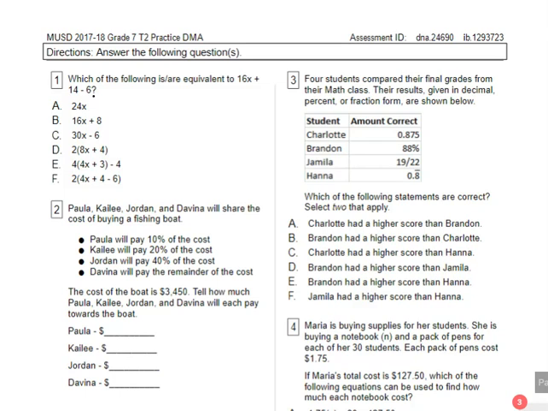Take a look at question number 1. There are 6 possible correct answers. One of the things that's challenging about Common Core is sometimes there's multiple correct answers, and question number 1 fits that example. The problem is saying, which of the following is or are equivalent to 16x plus 14 minus 6.